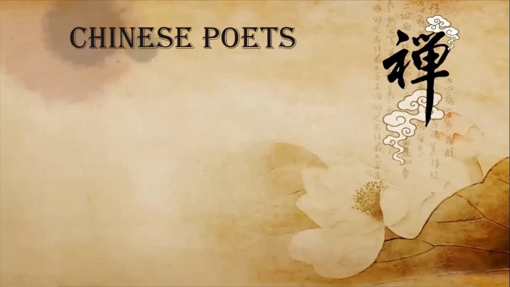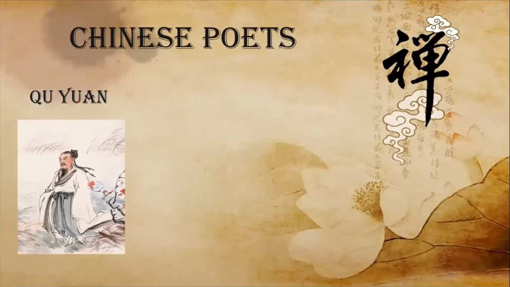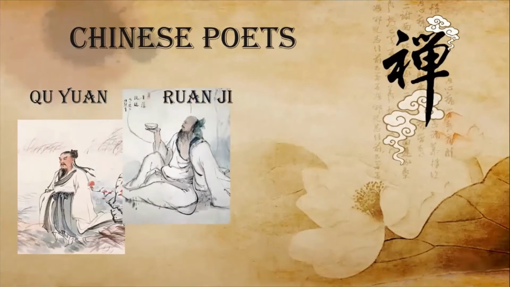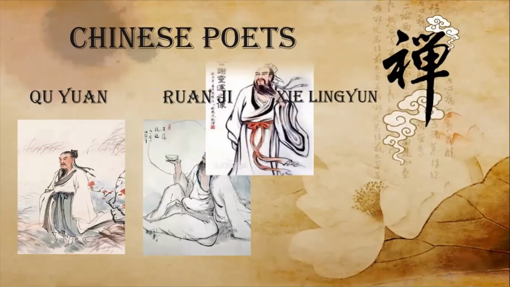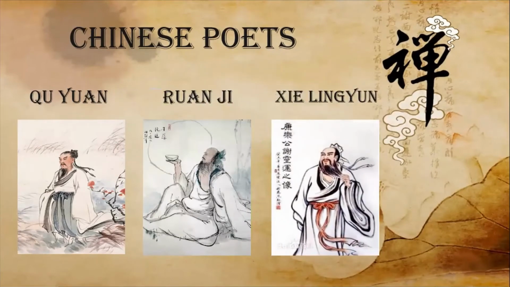Here are some famous Chinese poets in Chinese literature. The first one is Chu Yuan. The second one is Ruan Ji. And the third one is Xie Lingyun. Let us first discuss who is Chu Yuan.